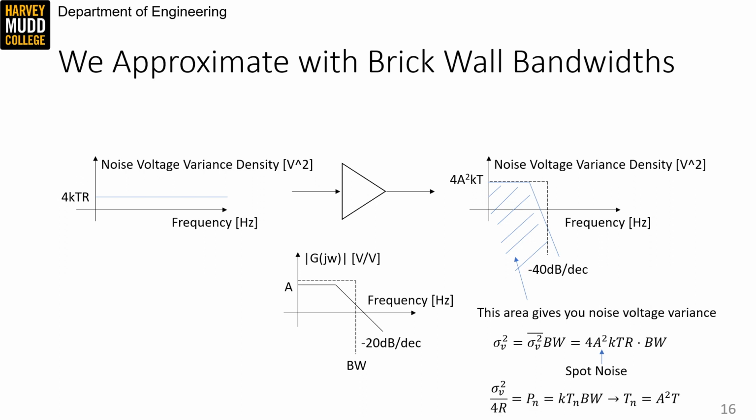We can also rearrange that equation in terms of noise power, and we know our noise power is equal to K times our noise temperature times our bandwidth. By comparing these two equations, we can observe that our noise temperature for this system is A squared times the physical temperature. And that's roughly what we'd expect because the noise temperature just represents a noise variance. It represents the noise power variance. And so we'd expect noise temperature to be scaled by transfer function squared as well.